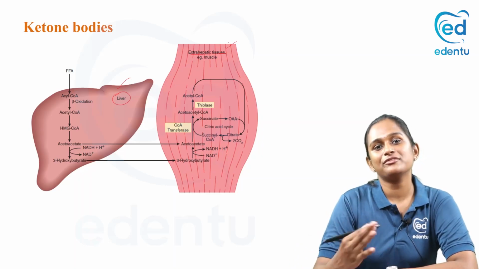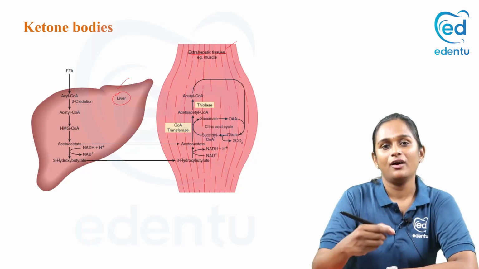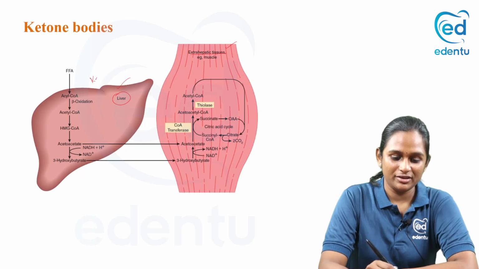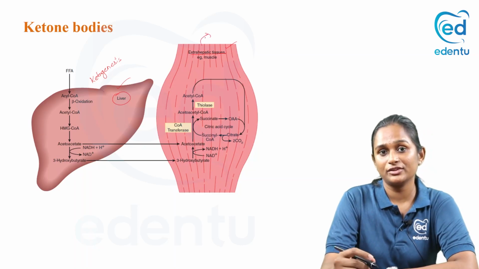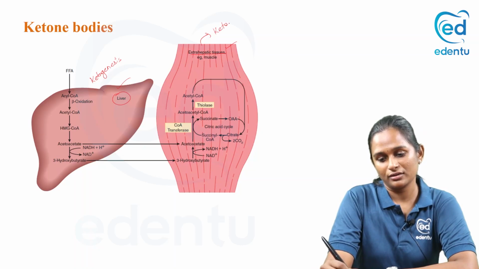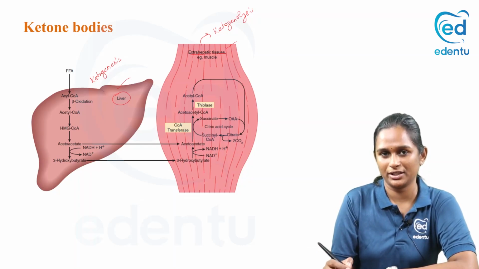So what is the fate of those ketone bodies? This is called ketolysis, or ketogenolysis, that is breakdown of ketone bodies. In the liver, ketone bodies are getting synthesized, so that is ketogenesis. In the extrahepatic tissues, they are getting utilized. It is ketone body utilization, or ketolysis, or breakdown. So we will see how it is getting broken down in the extrahepatic tissues.